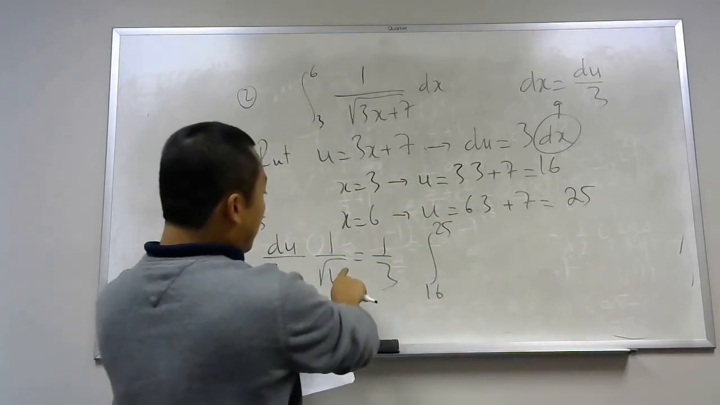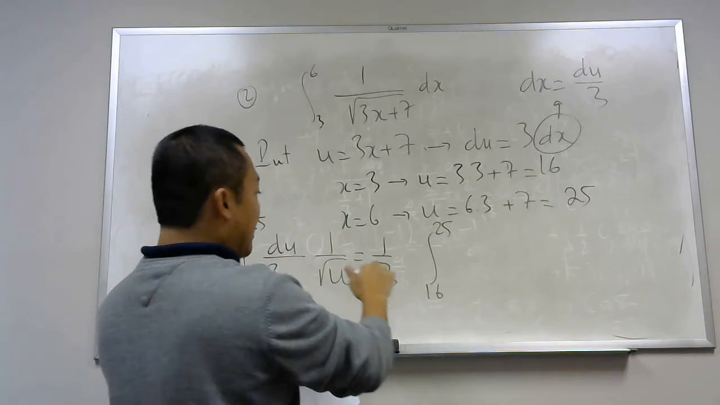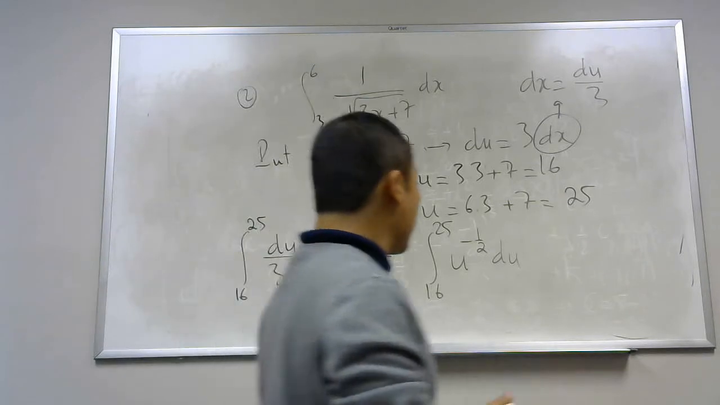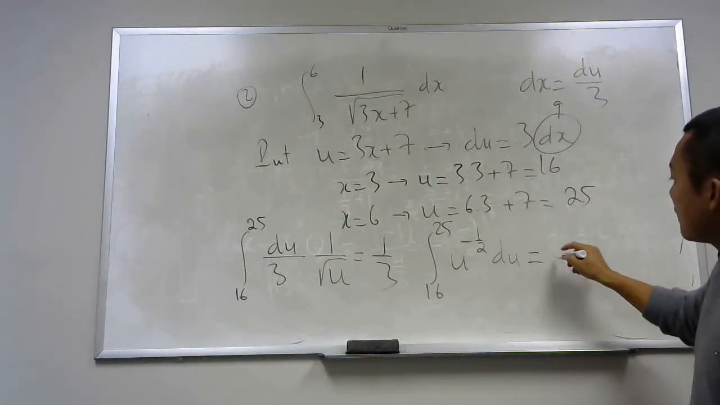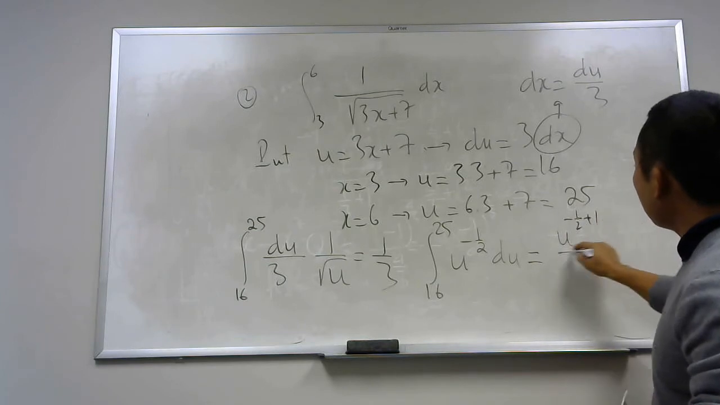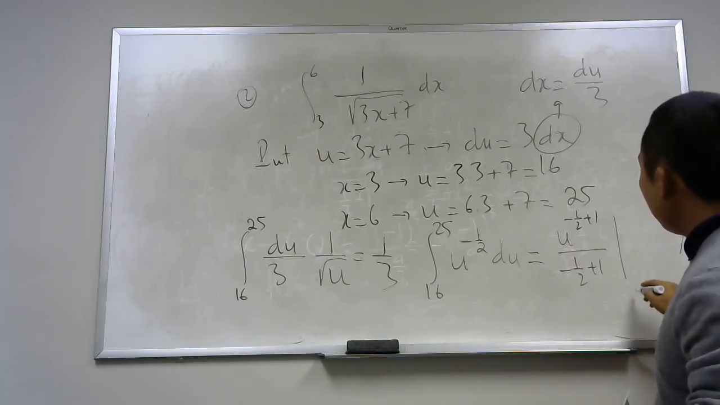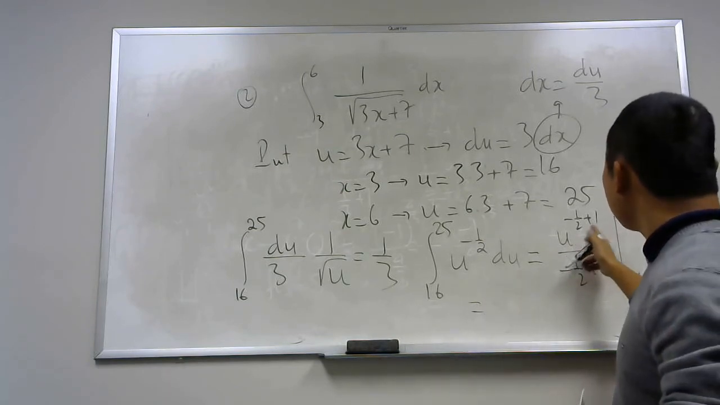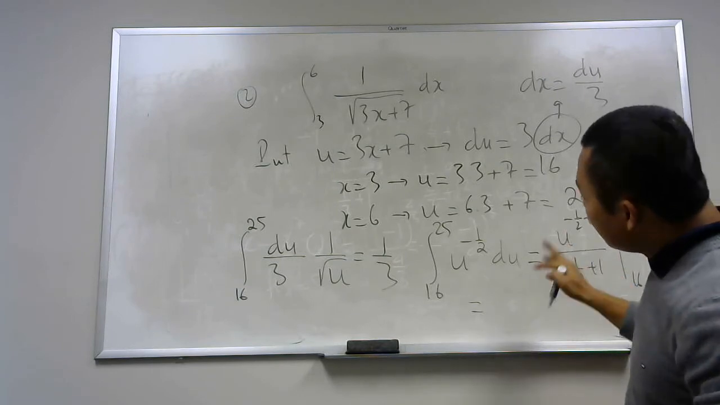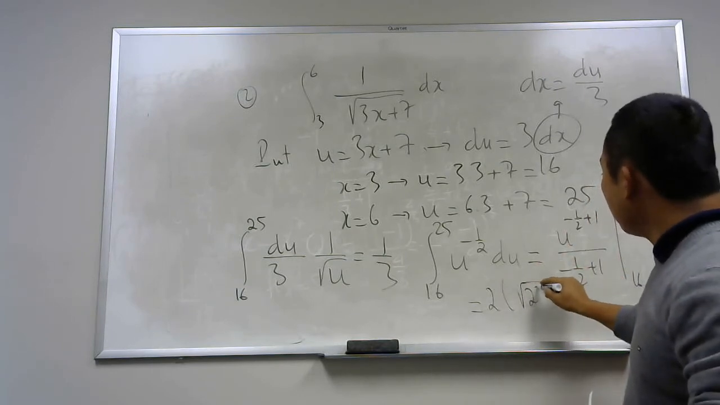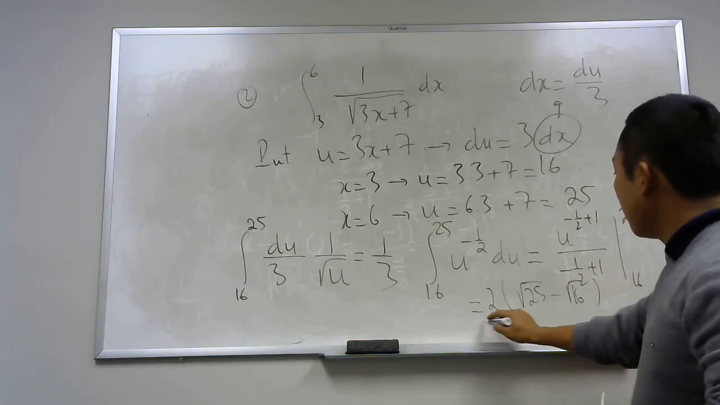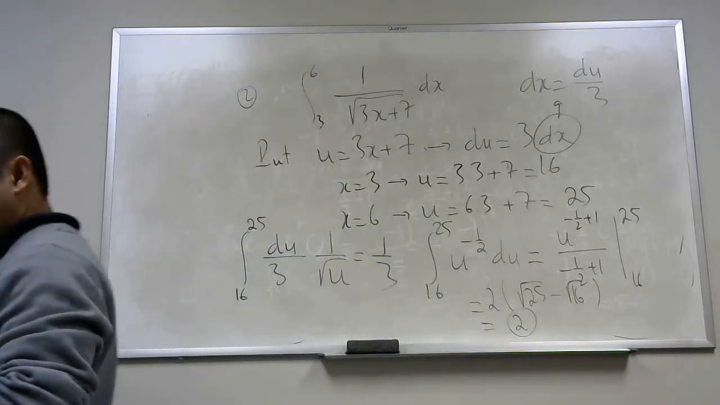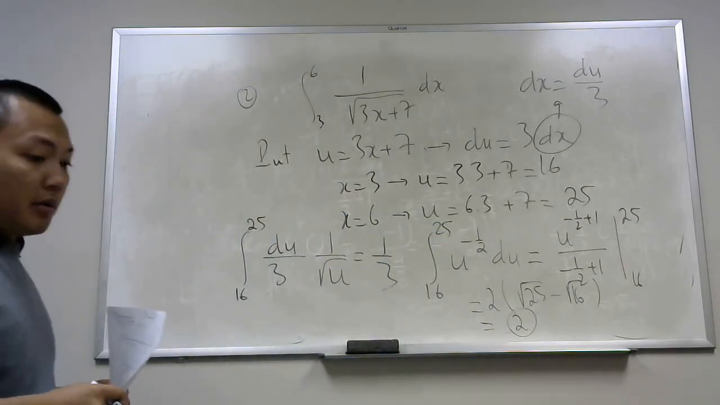What is square root of u? Square root of u is u to 1/2. And then I flip that, I get u to the negative 1/2 du. You use the power rule to evaluate this. It is u^(-1/2+1) over -1/2 plus 1, evaluated from 16 to 25. You get square root of u over 1/2. You flip that, you get 2 times the square root of 25 minus the square root of 16. That's 5 minus 4, so you get 2. That's how we can change integral limits when we do substitution.